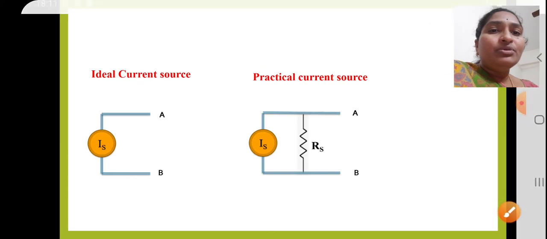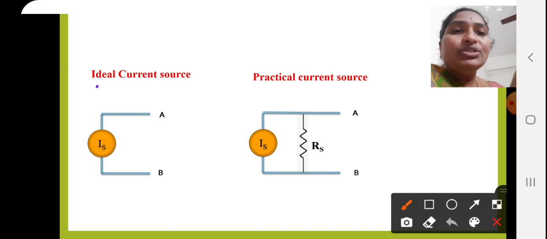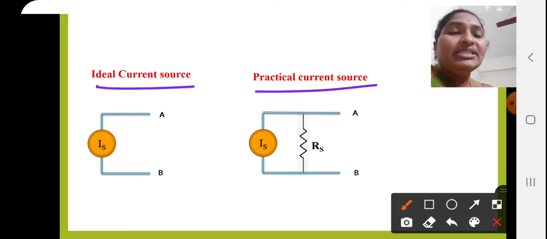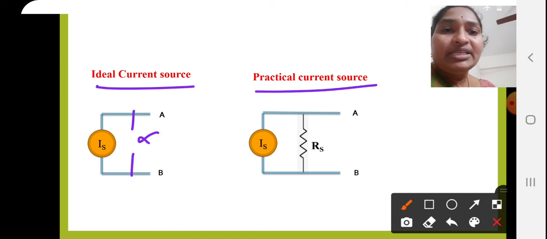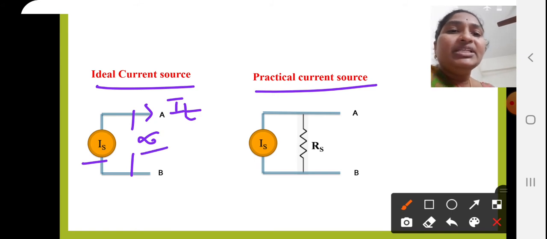Next, coming to current sources. We have two different kinds of independent current sources: the ideal current source and the practical current source. An ideal current source has infinite internal resistance, and whatever the current source value, it flows at the terminals also. It always supplies a constant magnitude of current at the terminals, since its internal resistance Rs is infinite.